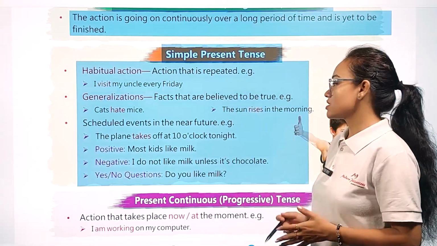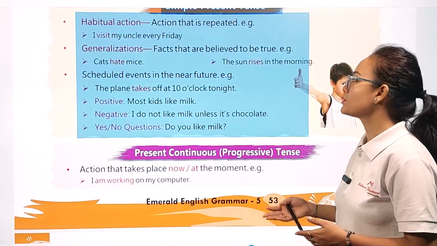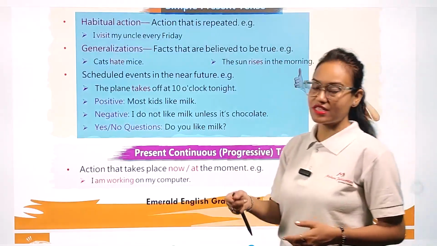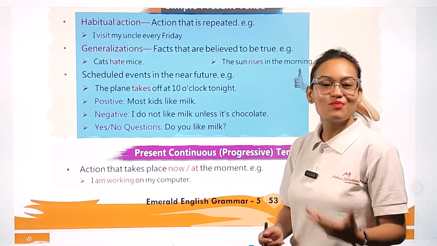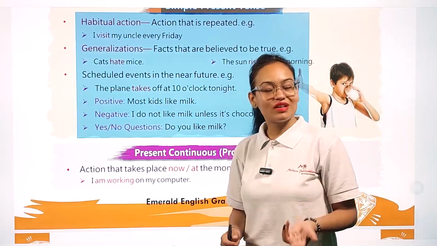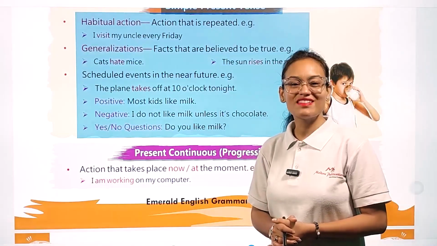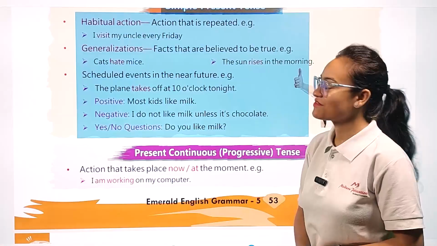Then in positive, negative, or interrogative form we are also going to use our simple present tense. Like in positive or affirmative, in what way are we going to use it? Most kids like milk. Yes, it is a positive point. Like you kids, you love drinking milk, absolutely. So this is your positive or affirmative sentence.